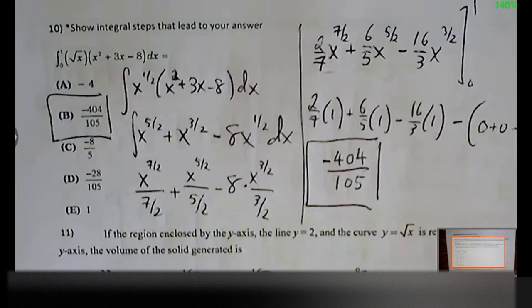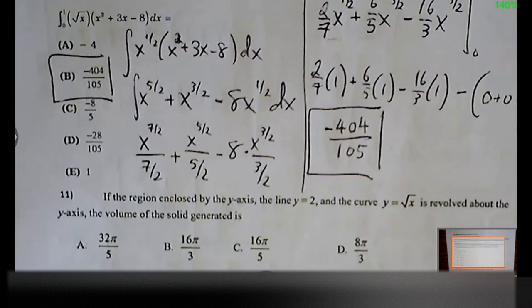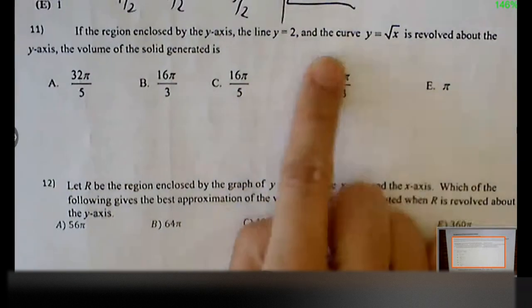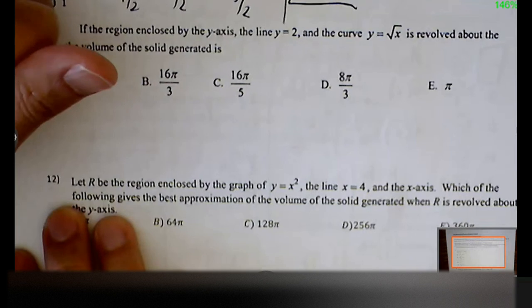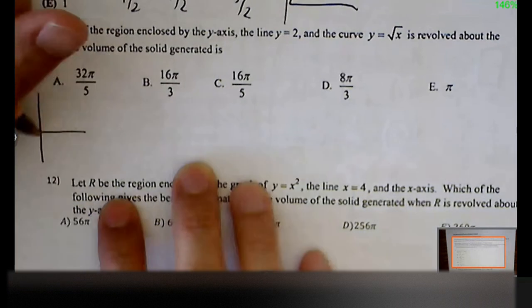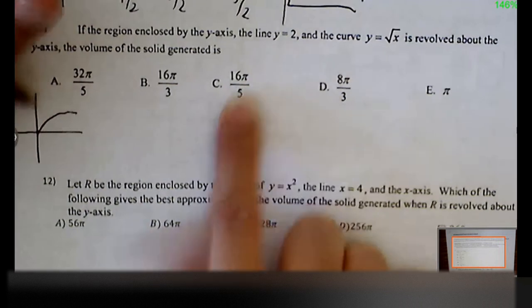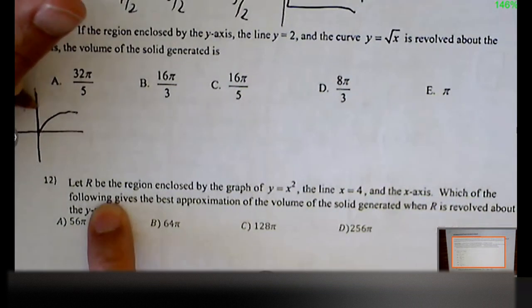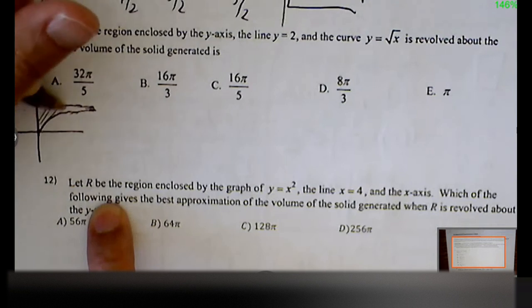All right, number 11. You guys good so far? Okay, all right, 11, we have the region enclosed by the y-axis, the line y equals 2, and the curve y equals square root of x. That's just a radical function here. So here's square root of x, y equals 2 is a horizontal line, and the y-axis. There's our shaded region.